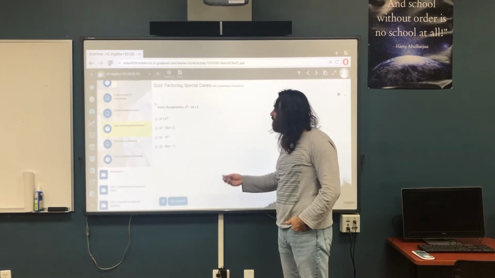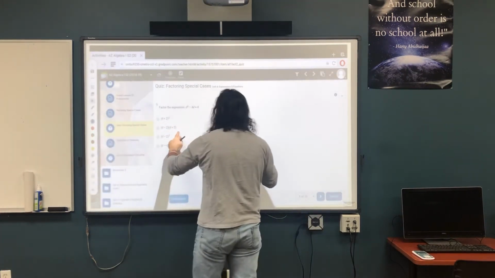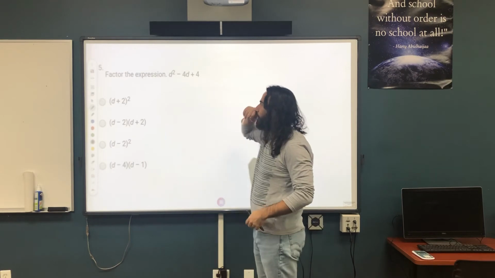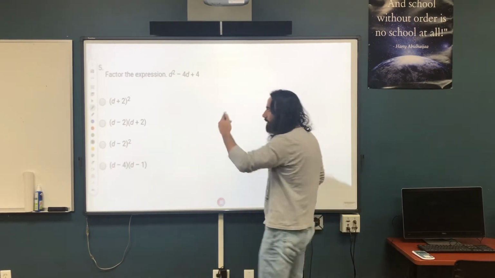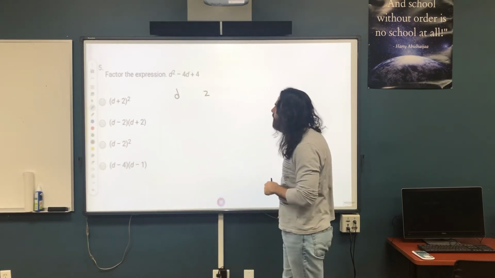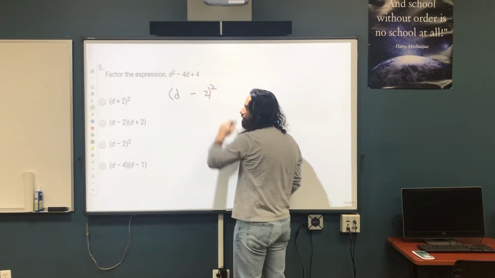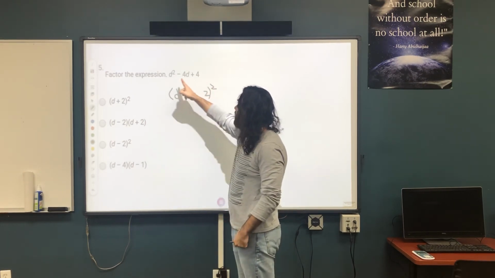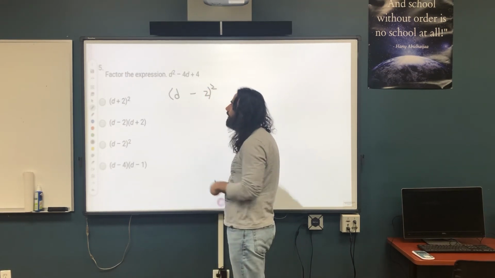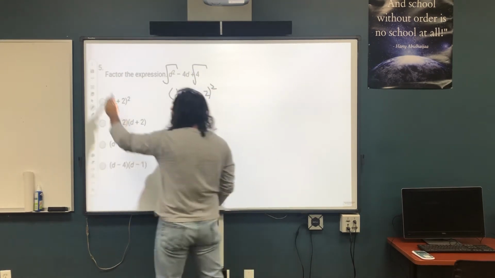Let's solve this one. It's the same thing, okay? It's the same. What's the square root of d squared in this case? It's d. What's the square root of 4? It's 2. Now, because we have a negative, it's going to be minus 2, and squared. So it's going to be d squared, 2 times negative 2 times d is negative 4d, and negative 2 squared is 4. So d minus 2, squared. Remember, you do the square root of the first one and the square root of the last one.